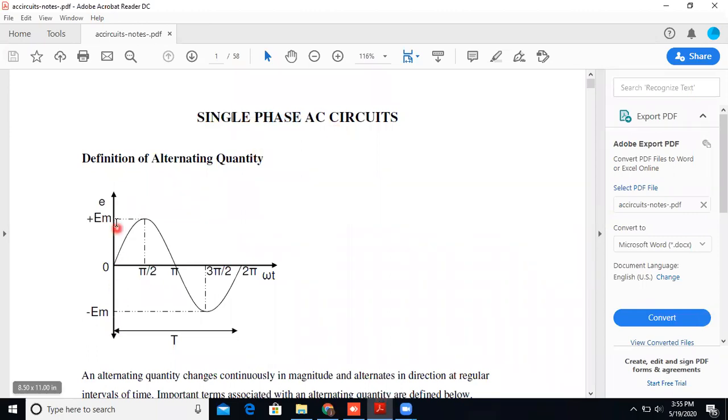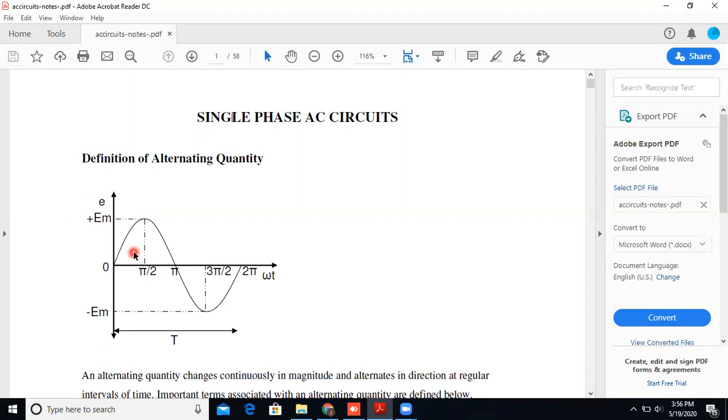This is a representation of alternating current. On the x-axis, you can take the time period, and on the y-axis, the parameter which you are going to measure. Here, the y-axis parameter is voltage. E indicates the EMF, electromagnetic field or electromotive force, which is nothing but a voltage.